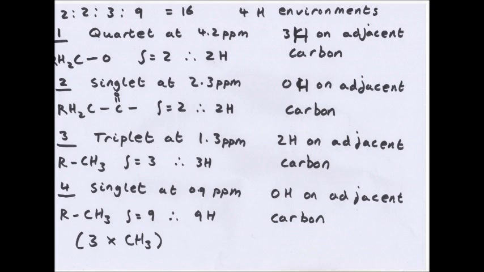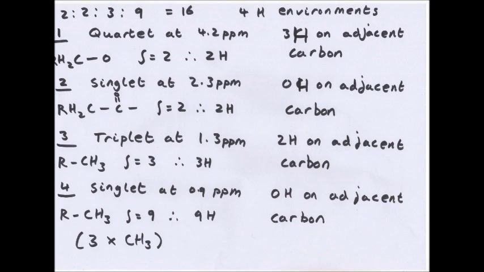Triplet, number 3. Triplet at 1.3 ppm indicates a CH3 bond. Integral equals 3, so we know it's CH3. 2 hydrogens on the adjacent carbon, so we can be pretty sure it's probably CH3, CH2. And finally, the interesting one, there's a singlet at 0.9. Now, at 0.9 it indicates an RCH3 bond, but since it's got 9, there are 9 hydrogens, so you're pretty sure it's a CH3 bond 3 times.